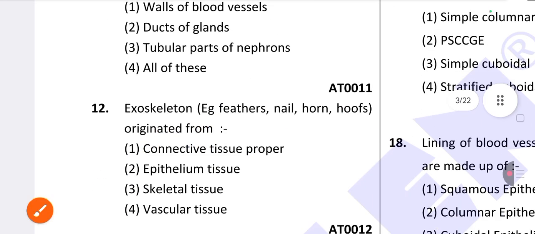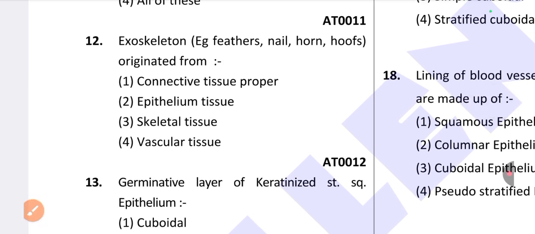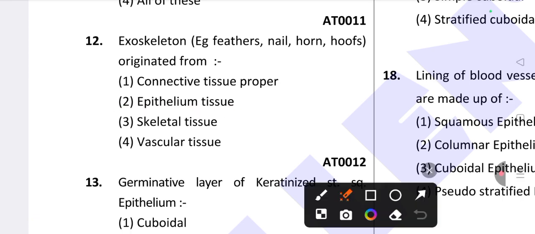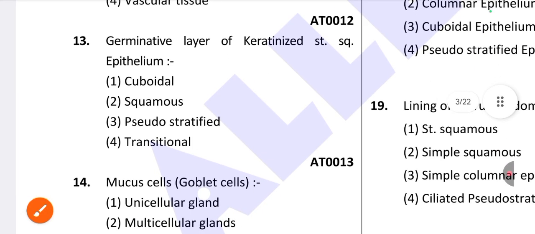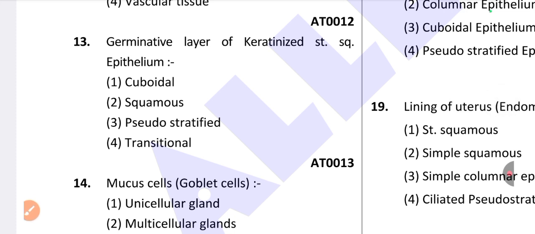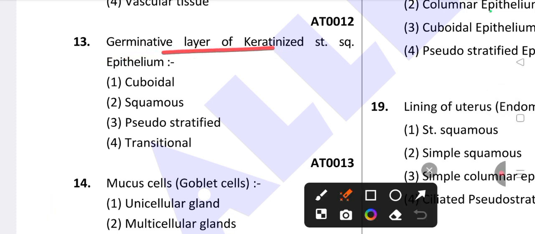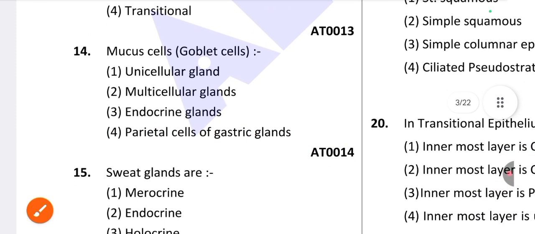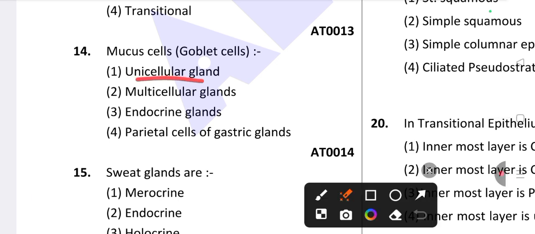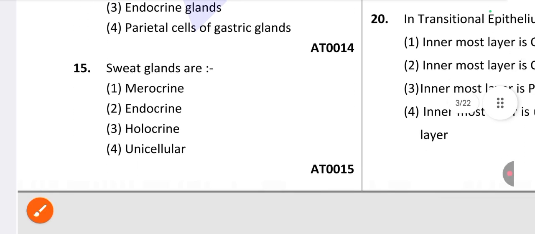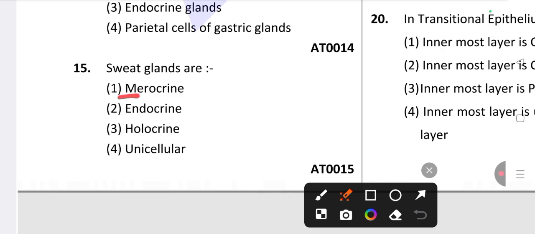And next question, exoskeleton originated from. So exoskeleton originates from epithelial tissue. And the next one is germinative layer of keratinized stratified squamous epithelium. So the germinative layer is found in cuboidal epithelium. And let's see the 14th question, mucous cells also known as goblet cells. These are, we all know, unicellular gland cells. And next, 15th question, sweat glands are always merocrine.